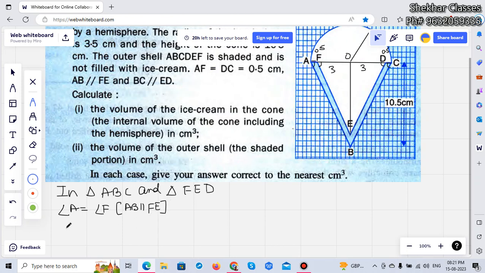Now in a similar way, angle C is equal to angle D. For the same reason, in this case DF is parallel to BC. So can we say the two triangles are similar? Yes. Triangle ABC is similar to triangle FED.